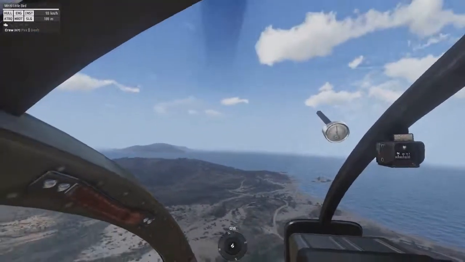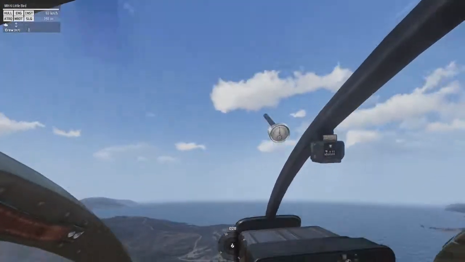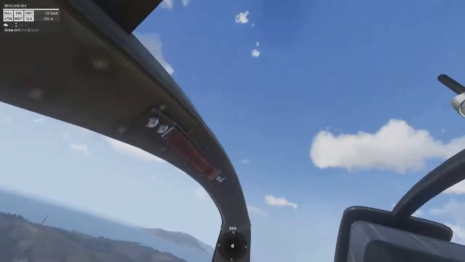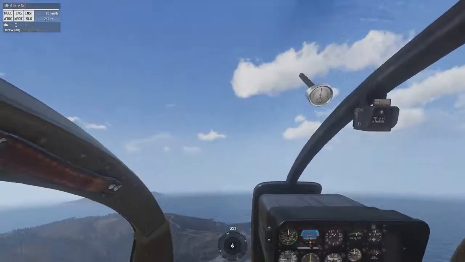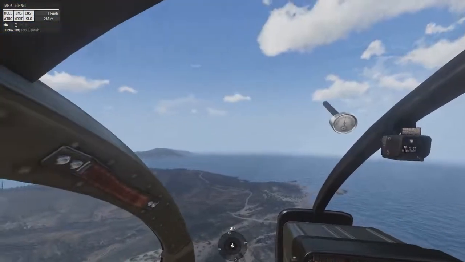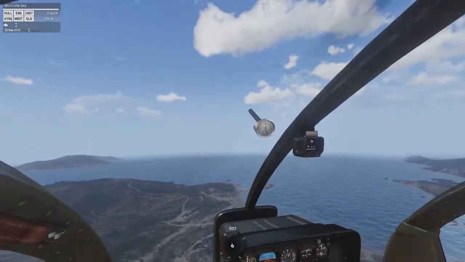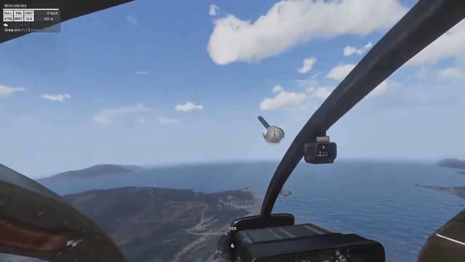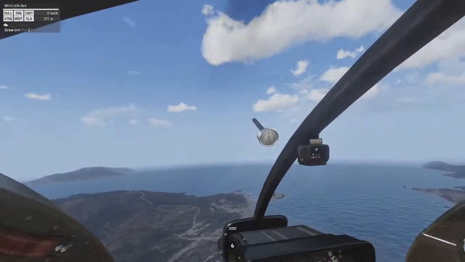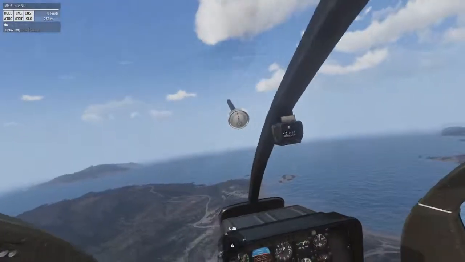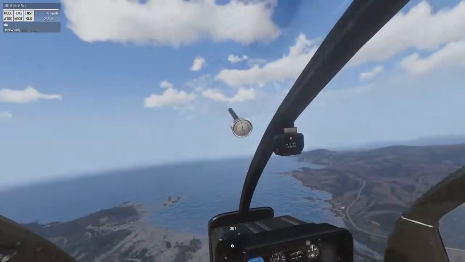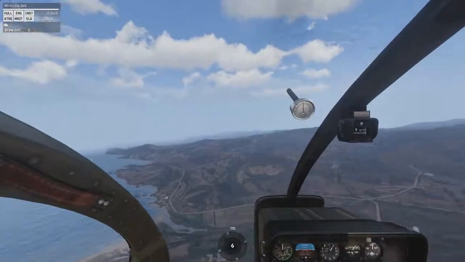I'm just going to cheat and put in auto hover for a second. And you'll see that the nose pitches up radically and we go up in the air. One reason why newbies flying auto hover get a bad rep, because you fly up in the air, you're a big target for anyone who wants to shoot you. Turn that off.